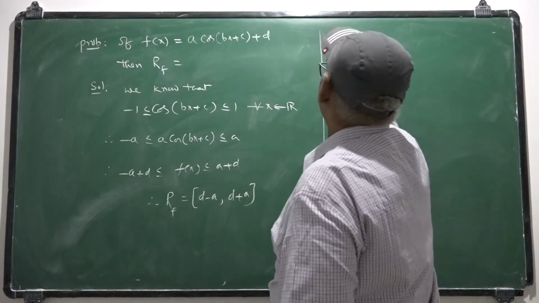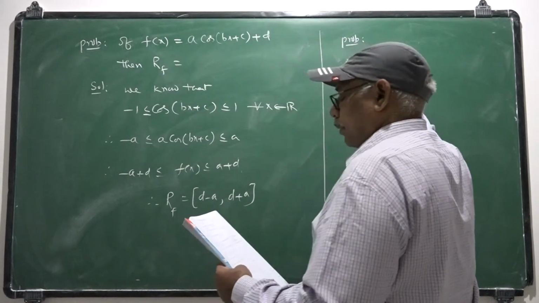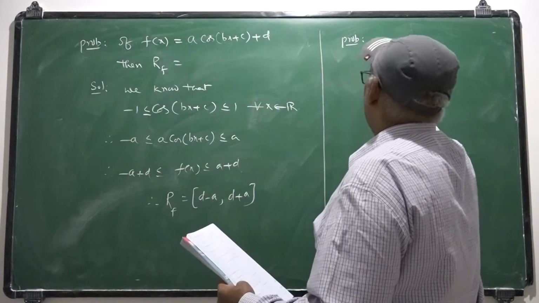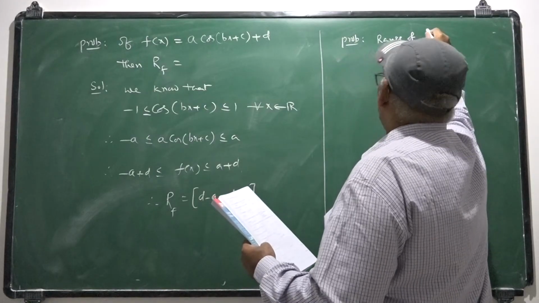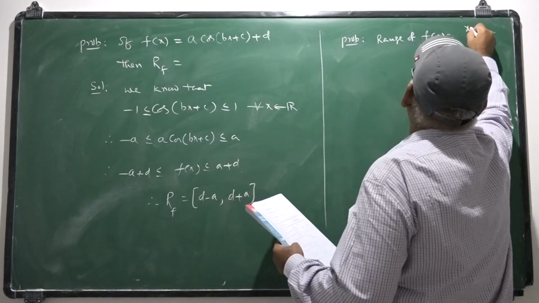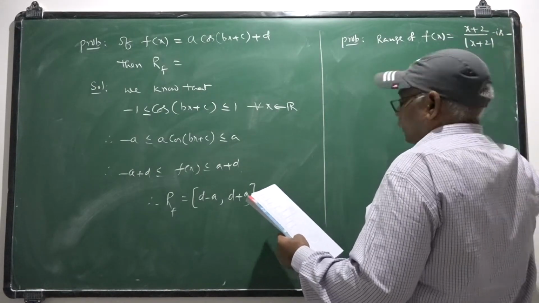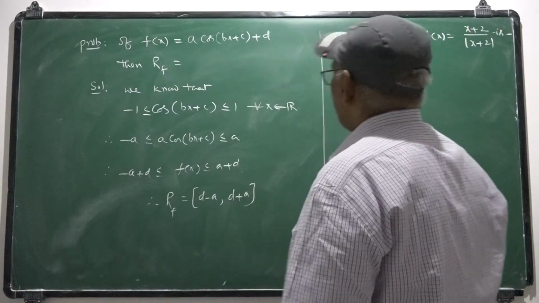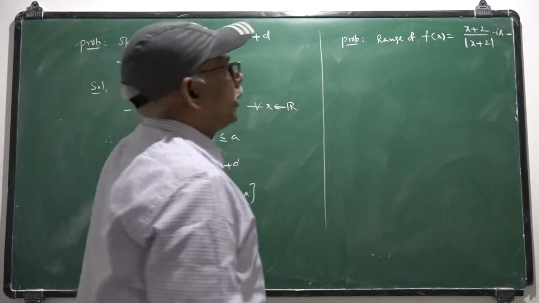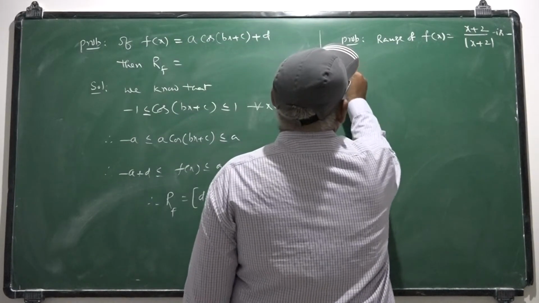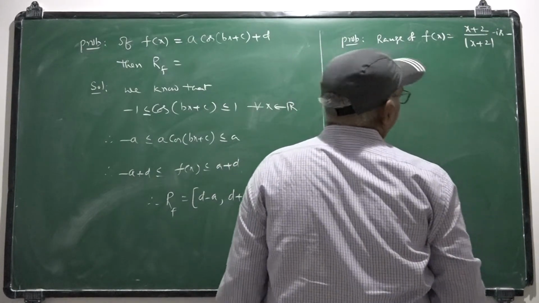Next one. Range of f(x) equal to (x plus 2) by mod (x plus 2). Let us define the function at first here. To define the range at first, find the domain here.